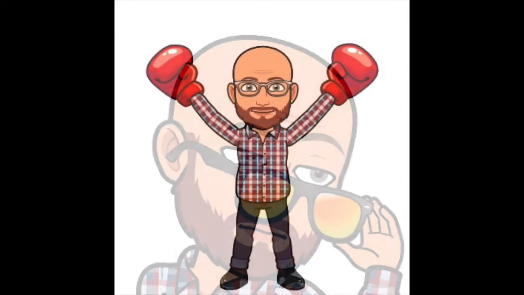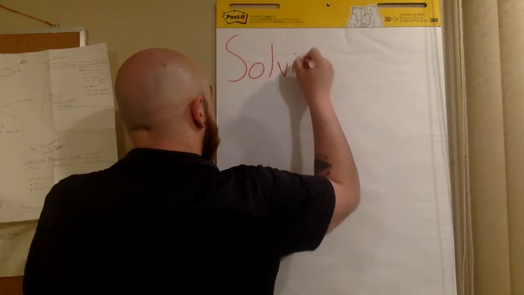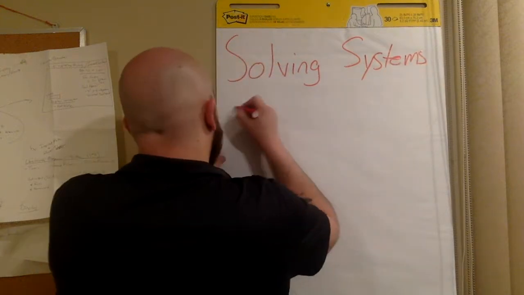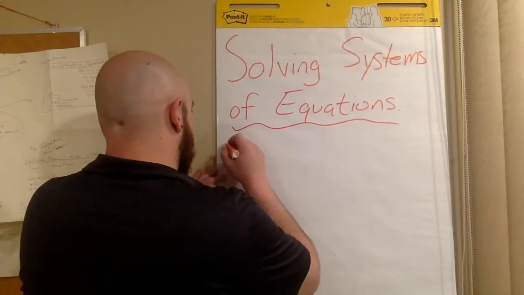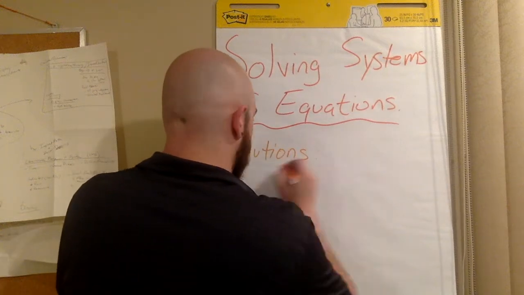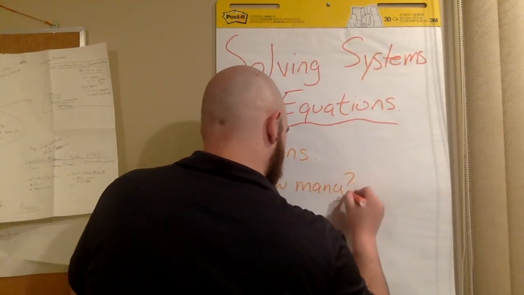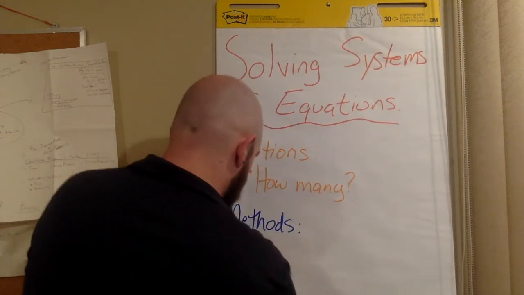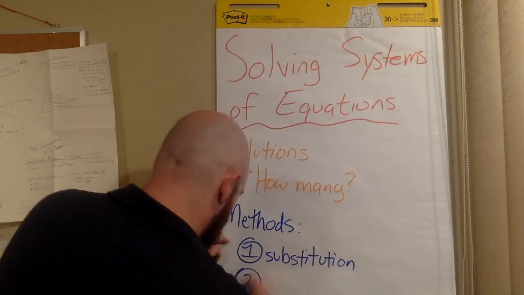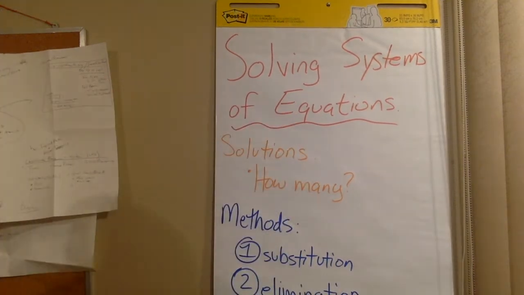Systems of equations. Let's get down to it. Alright guys, we're going to take a look at some examples of solving systems of equations. We're going to look at solutions, what they are, how we find them, how we know how many we have, and then we're going to look at two different methods for solving. First, we're going to look at substitution and then elimination.